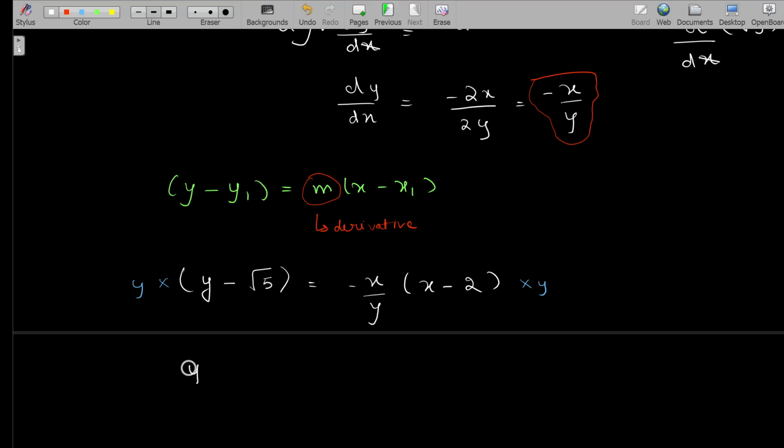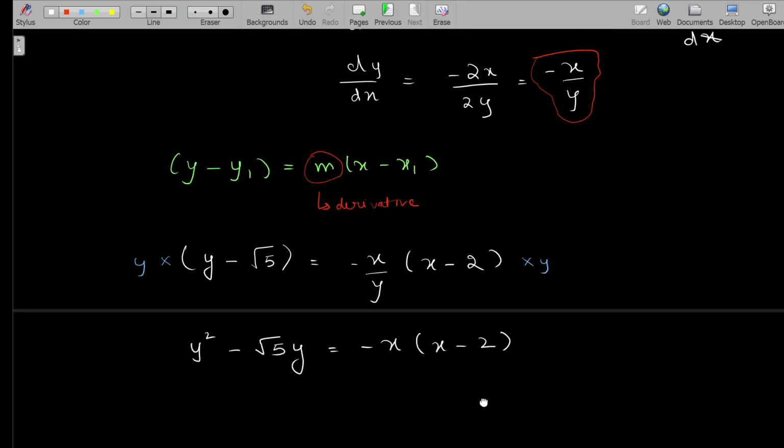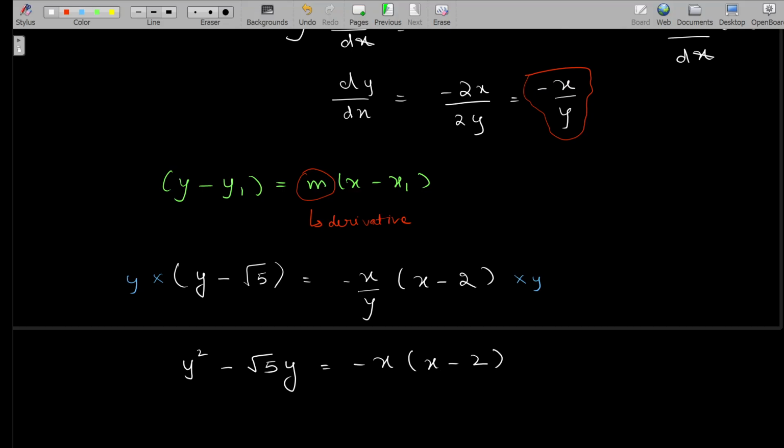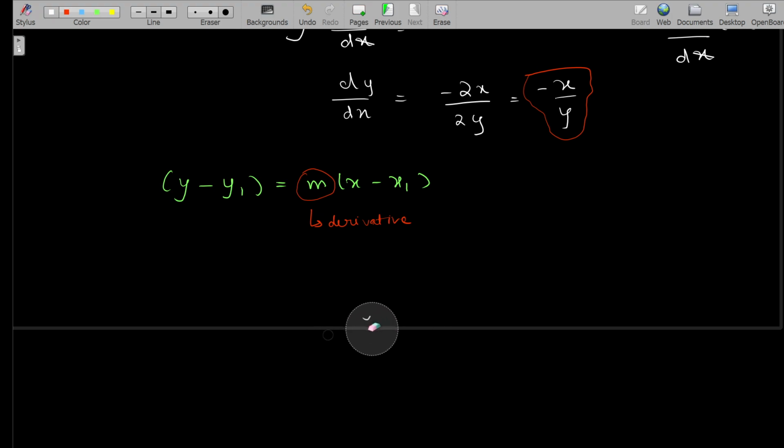So what do you get? y square minus root 5y, negative x times x minus 2. Oh, wait. I forgot one step.